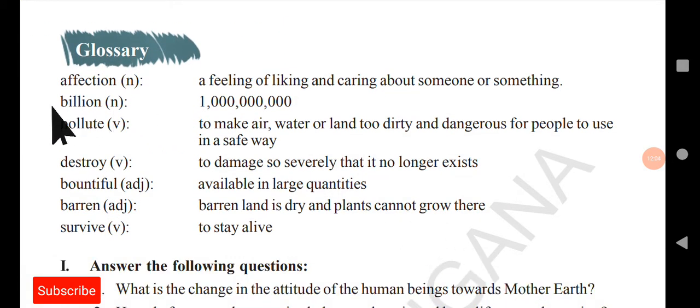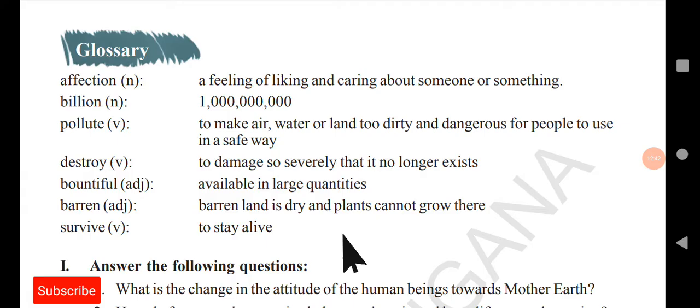First one, affection: a feeling of liking and caring about something or someone. Billion: you can see that you have nine zeros, so just count it. Pollute: to make air, water, or land too dirty and dangerous for people to use in a safe way. Destroy: to damage so severely that it no longer exists. Bountiful: plentiful, available in large quantities. Barren: barren land is dry and plants cannot grow there.